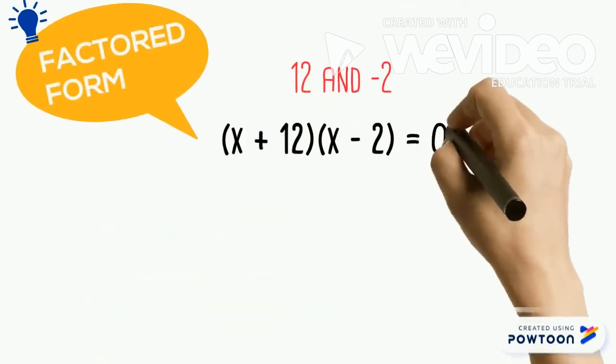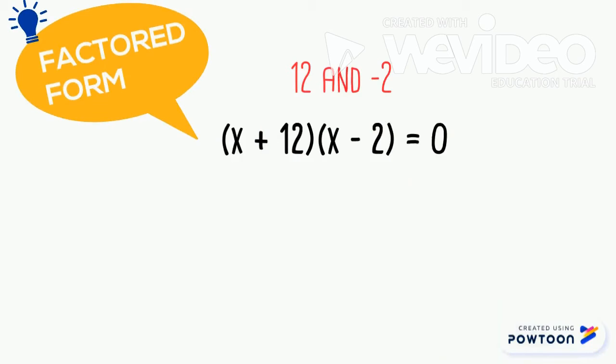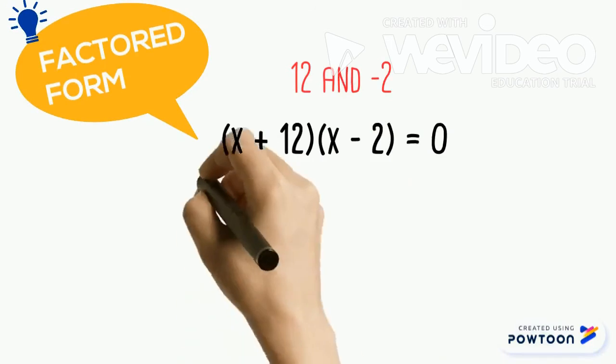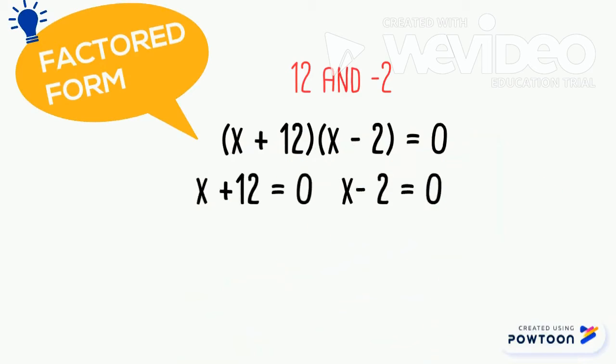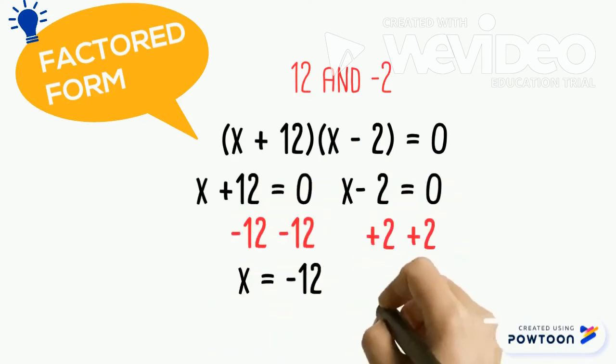Write the polynomial in factored form, x plus 12 and x minus 2. Now set each factor equal to 0 and solve these two equations for x. So we have x plus 12 equals 0 and x minus 2 equals 0. Subtract 12 to get x equal to -12 and add 2 to get x equal to 2.